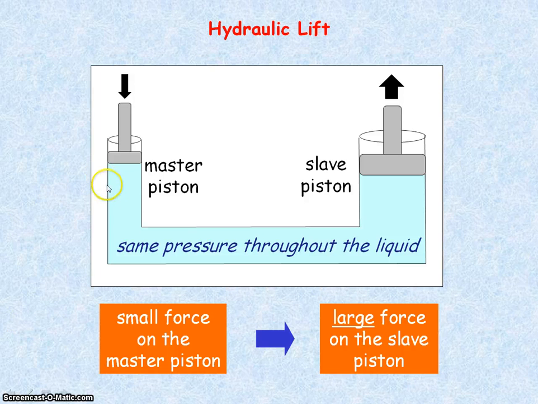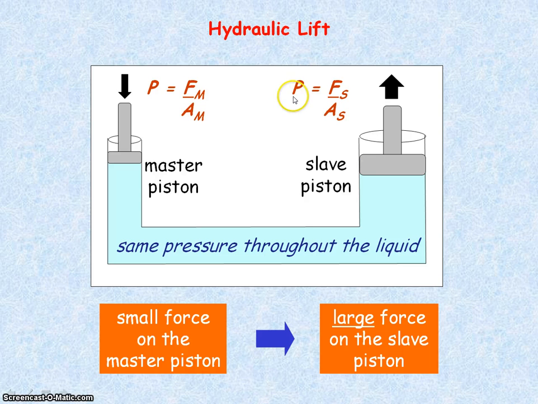And how it works is that the same pressure that is applied at the master piston is transferred to the slave piston. And so the pressure at the master piston will equal the force applied at the master divided by the area of the master. And because the area of the master piston is small, you produce a large pressure. And so this large pressure is transferred to the slave piston.